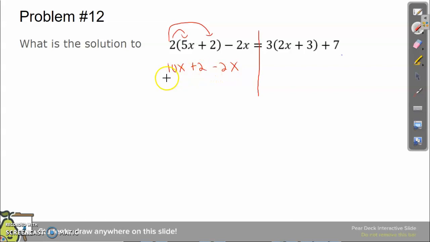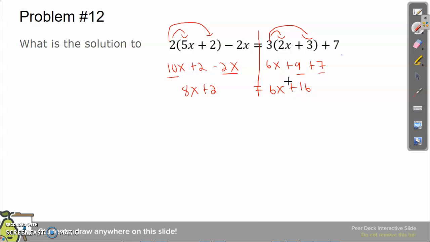Which one of these can combine? The x's. So 10 minus 2, 8x plus 2, which then equals, we go to the right side. Distribute the 3. This becomes 6x plus 9 plus 7. Combine like terms, guys. So this turns into 6x plus 16.